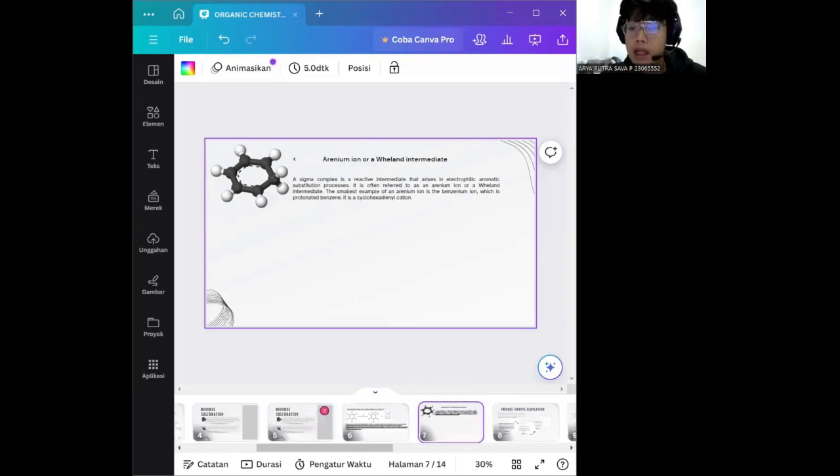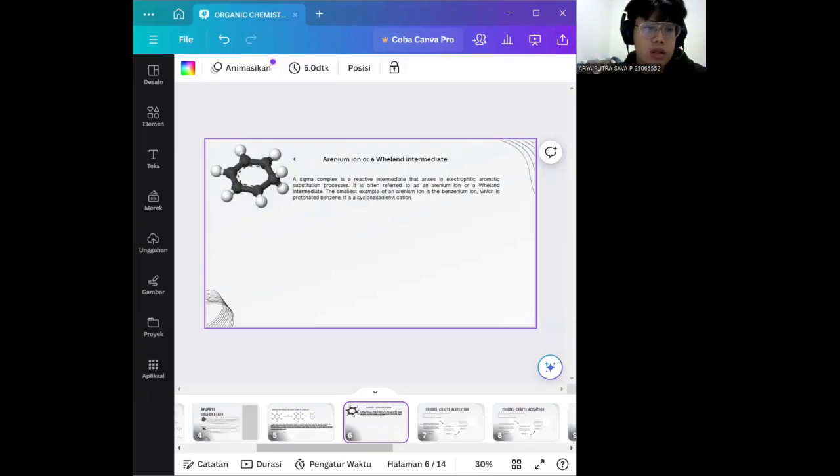It is often referred to as an arenium ion or a Wheland intermediate. The smallest example of an arenium ion is the benzenium ion, which is protonated benzene. It is a cyclohexadienyl cation. In some cases, sigma complexes can be stabilized through the formation of zwitterionic combinations of Meisenheimer and Wheland complexes.